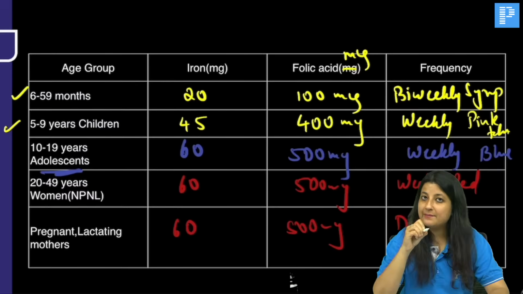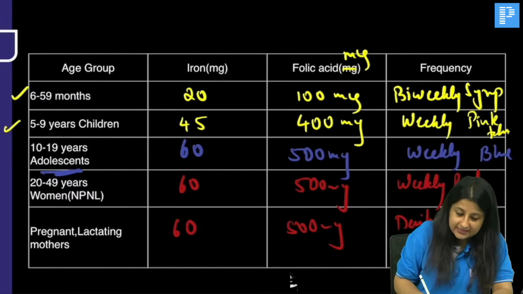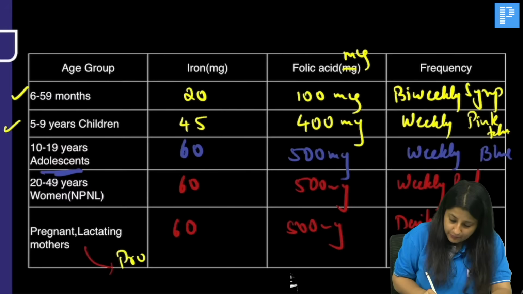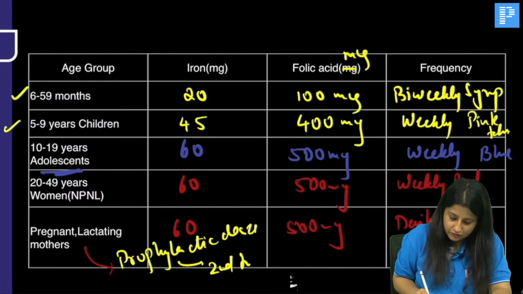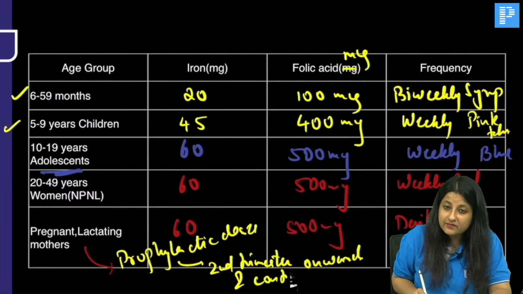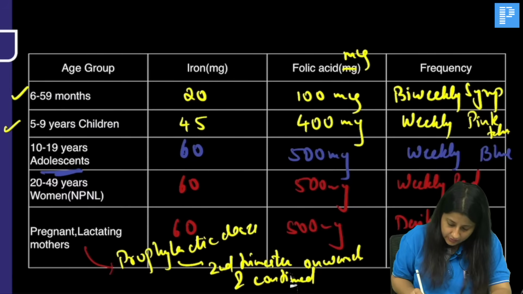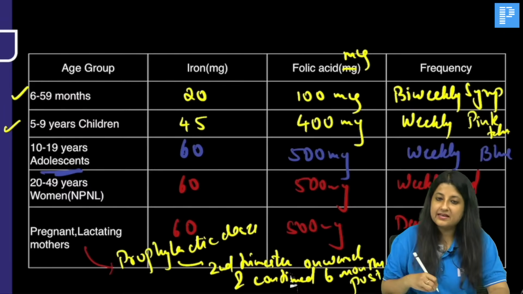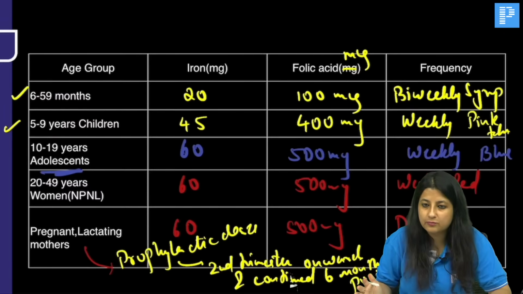From the first trimester? No. Remember, these are prophylactic doses. So these prophylactic doses you give from second trimester onwards, and continue 6 months post delivery. It is started second trimester onwards and continued 6 months post delivery.